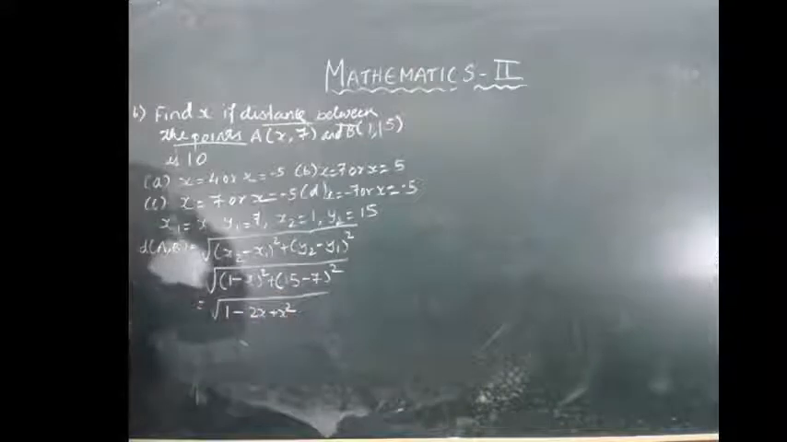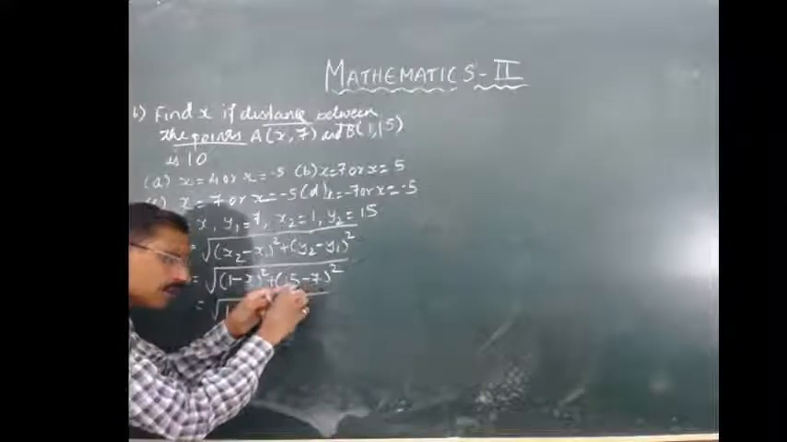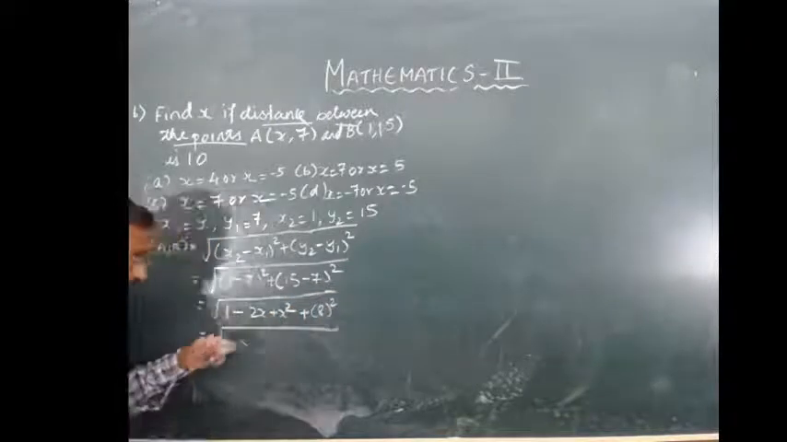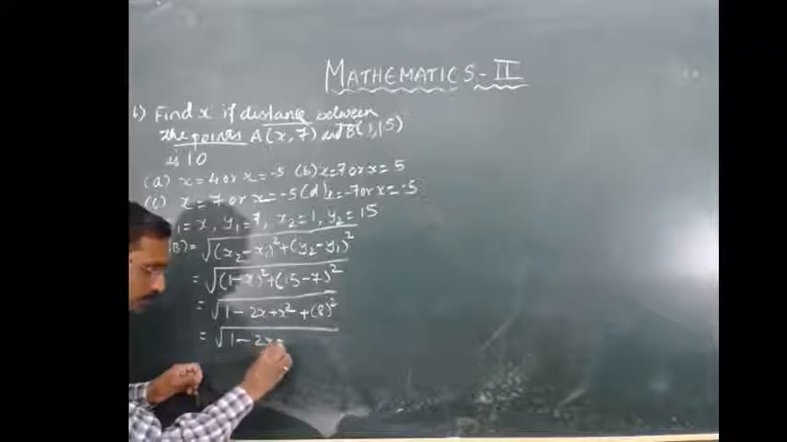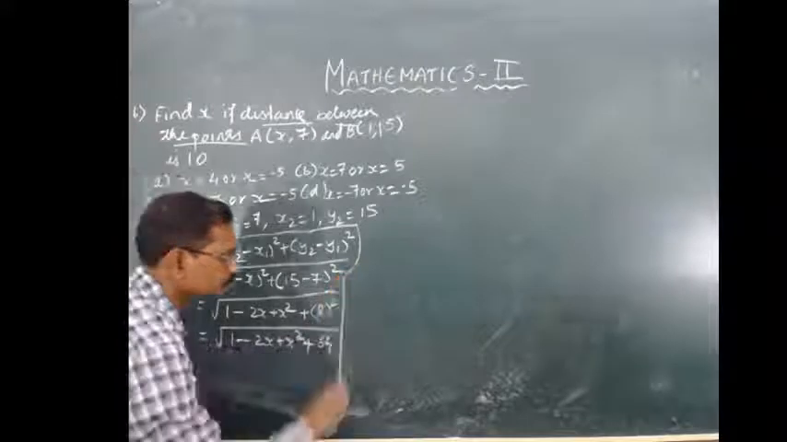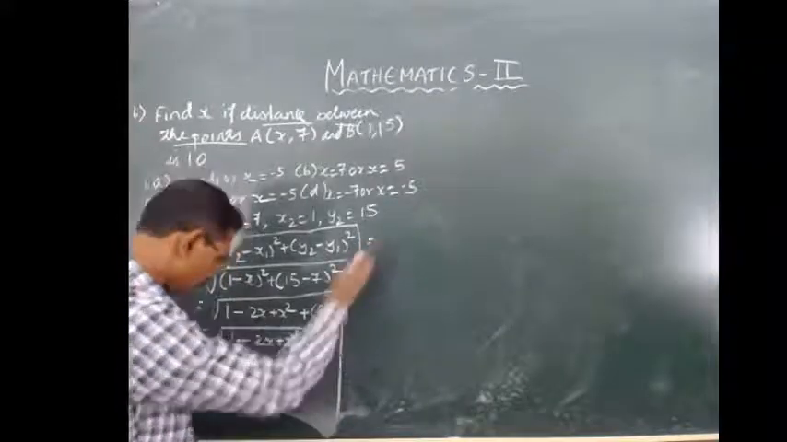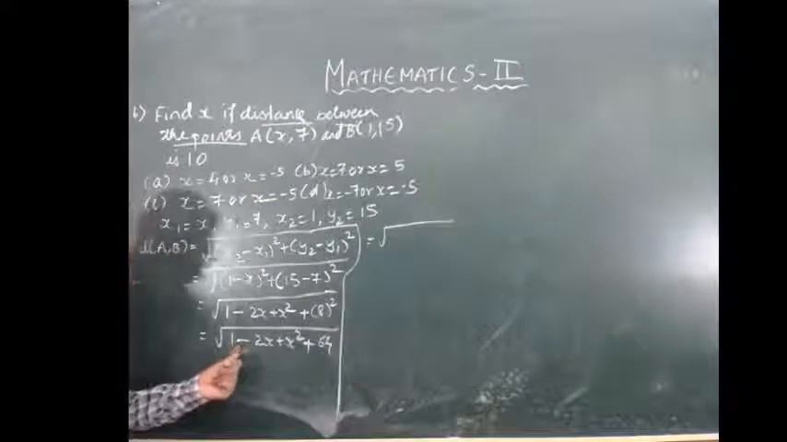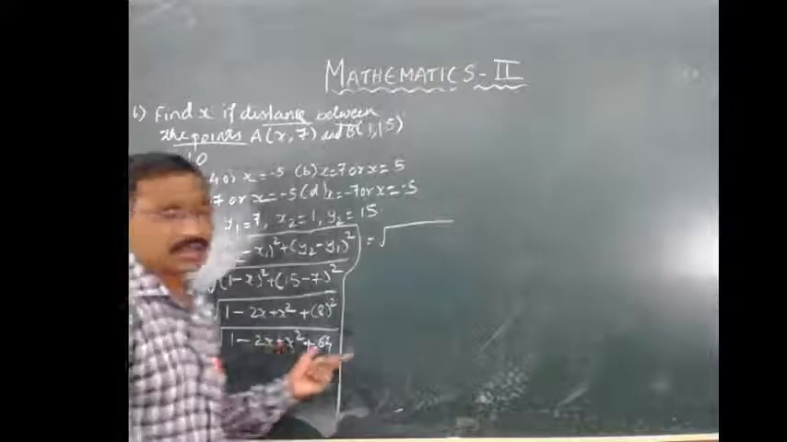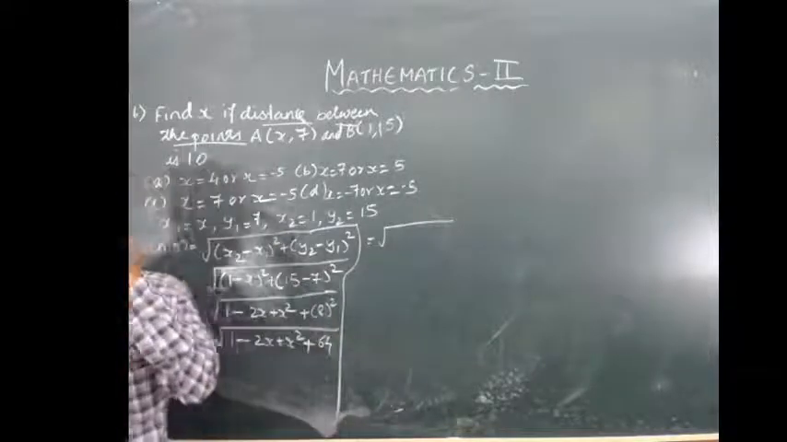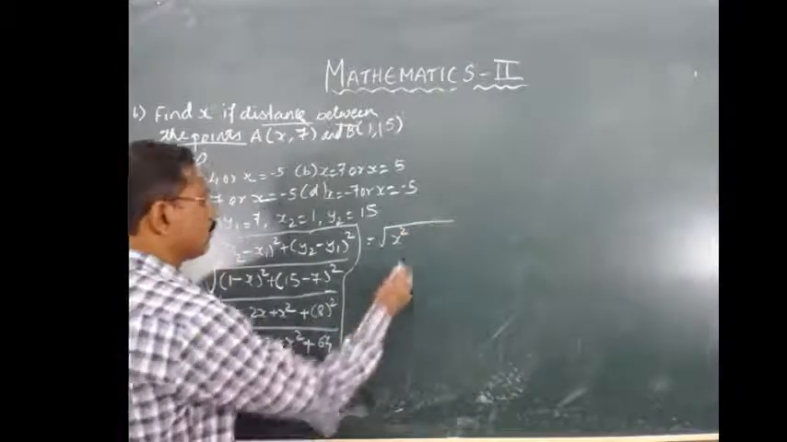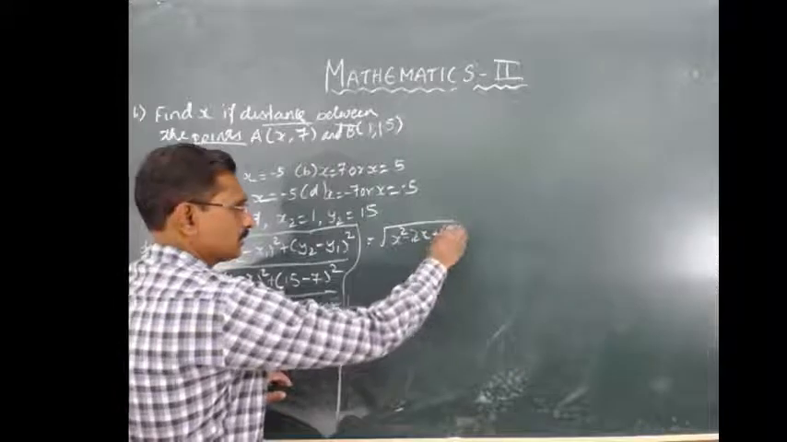Right? We got this. Plus 7 take away 15, that is 8 square. Which is equal to 1 minus 2x plus x square plus 64, since 8 square gives me 64. Let me rearrange everything. After rearranging, x square minus 2x plus 65.